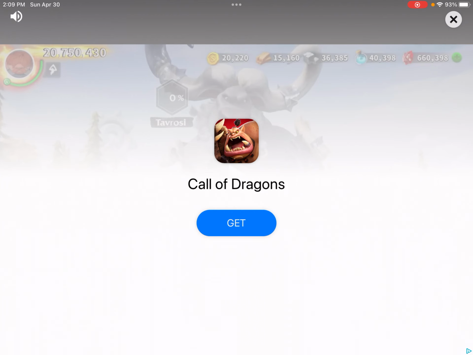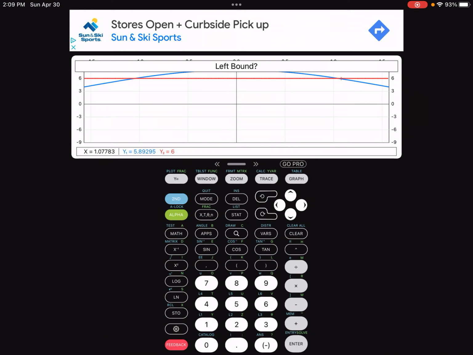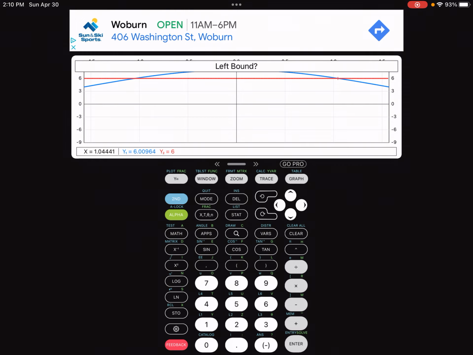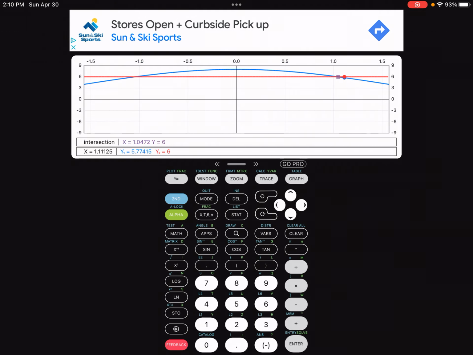Again, that's what I get for not doing the paid version. I probably should do that soon. I'll find this first x value, first curve. Sorry, I want to make sure I get the right function here. Intersect, left bound. If you have a different calculator, it just has you do curve 1, curve 2. Mine's a little different. Okay, so they intersect at 1.0472.